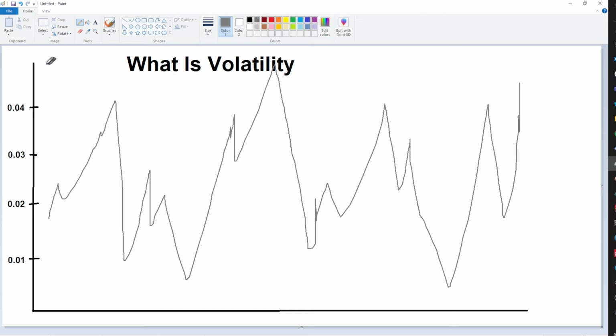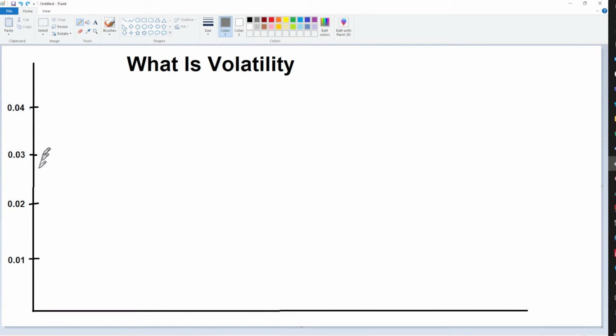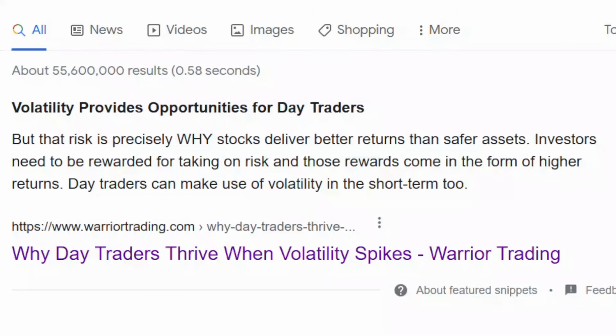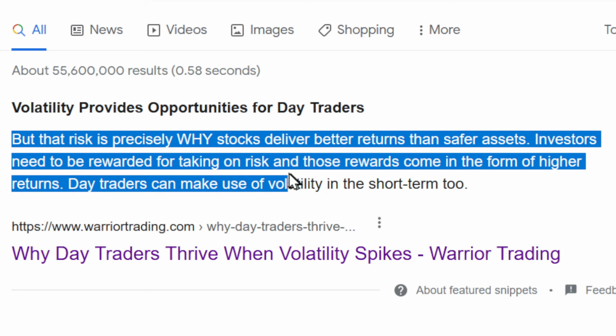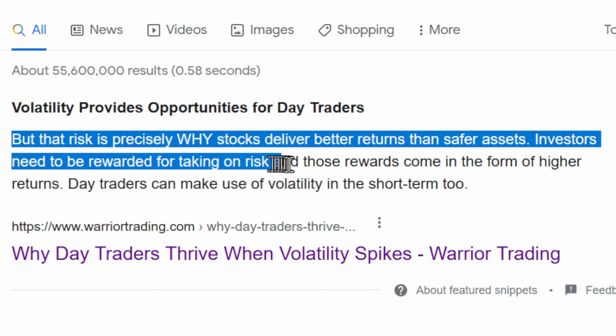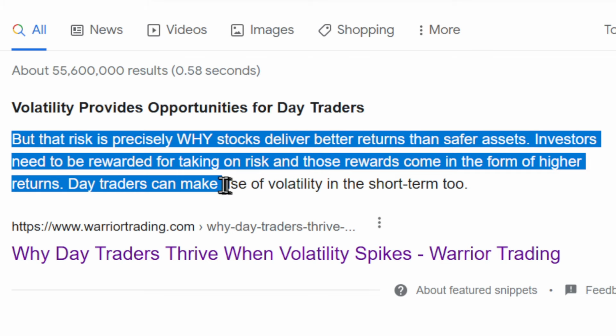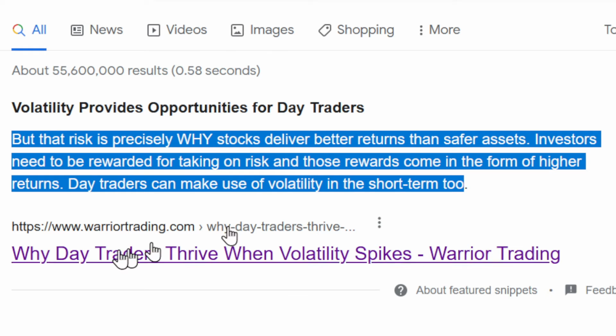I would say that's a volatile stock. I would say this one's probably not. And so here we see that volatility provides opportunities for day traders. And it is risky, but that risk is precisely why stocks deliver better returns than safer assets. Investors, or I would say traders, can be rewarded for taking on a risk, and those rewards come from higher returns. Here we go. Day traders can make use of volatility in the short term too.